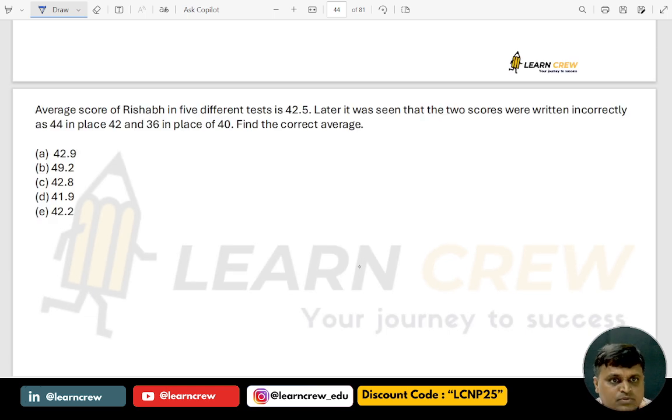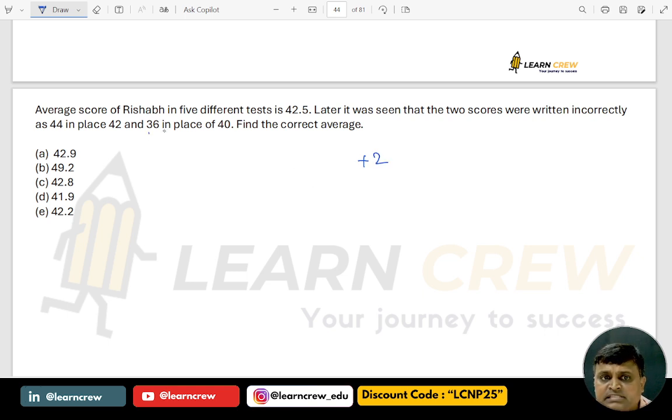Next, the average score of Rishabh in 5 different tests is 42.5. Later it was observed that 2 scores were written incorrectly, as 44 in place of 42, and 36 in place of 40. Find the correct average. So in place of 42 it is written as 44, so there is an increase of 2.